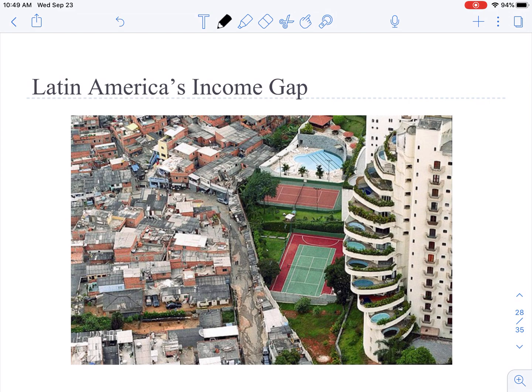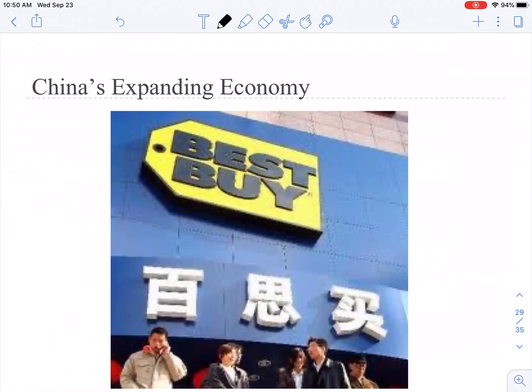In Latin America, there still is that income gap, and once that continues to get resolved as they move forward towards development, you won't see such extremes like the extreme wealth on the right of this image versus the lack of wealth on the left. You see emerging economic countries engaging in global trade, and you see larger consumers. So companies like Best Buy have opened up in China because there's a large consumer base there.